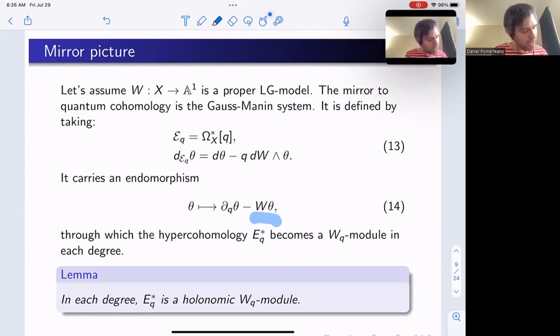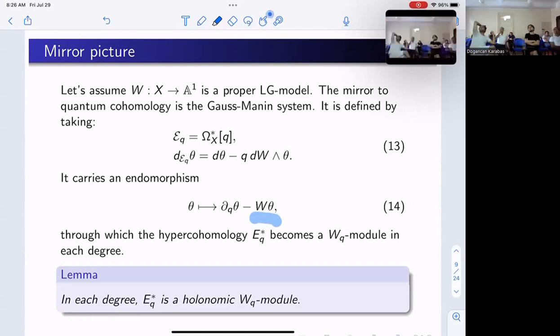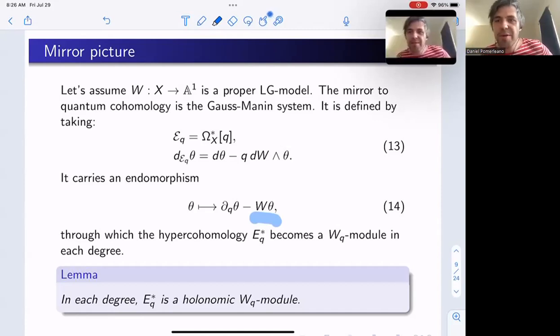You definitely wouldn't get a WQ module structure. Some kind of deformed, like maybe CP2 with an elliptic curve, you consider this symplectic homology, and then you deform, and then you get S1 equivariant. Yeah, that's where we're headed with this.